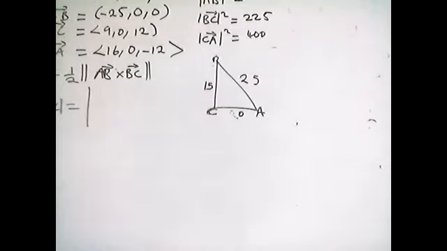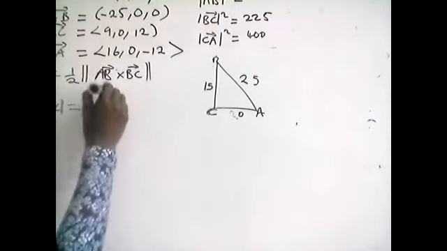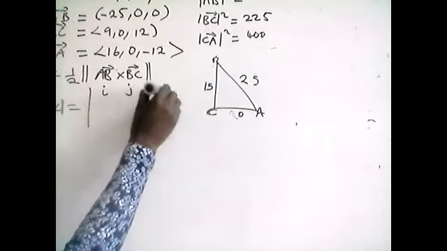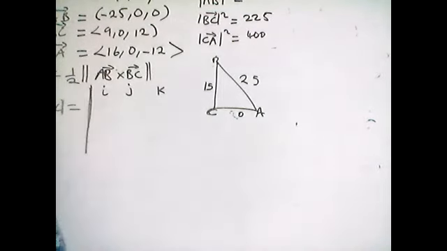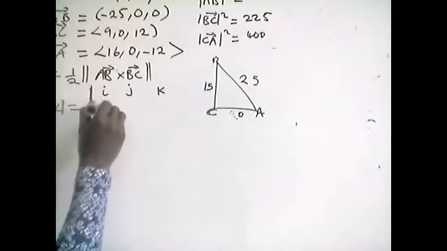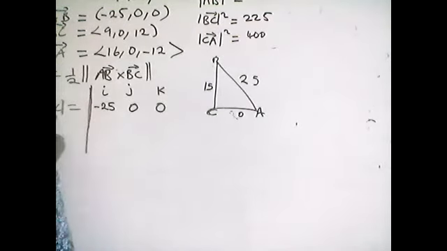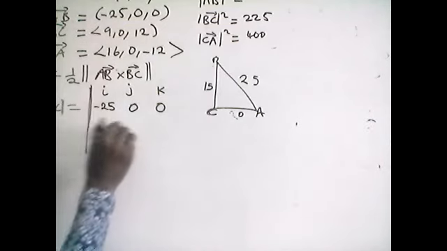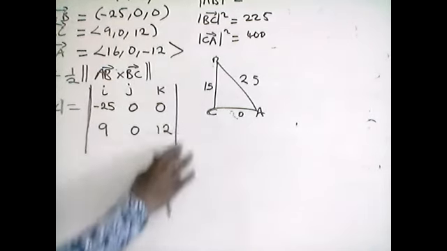So now our vector, how many dimensions is it in? It is in 3 dimensions, X, Y, Z. So you can say this is the I component, J component, and the K component. So we'll say I, J, and K. We start with AB: our I is negative 25, and our J is 0, and 0 there. And then BC, our I is 9, 0, and 12, like that. Oh, sorry, the determinant.